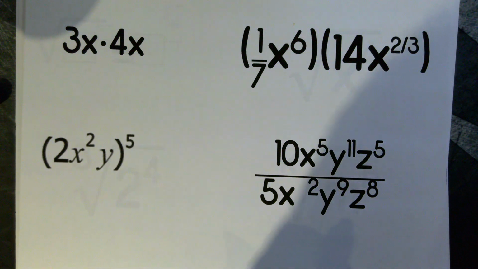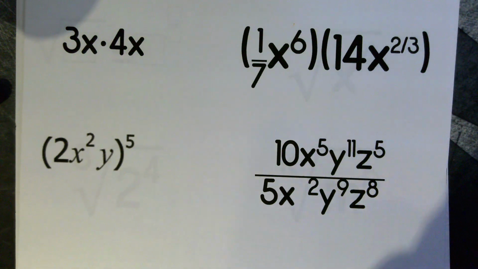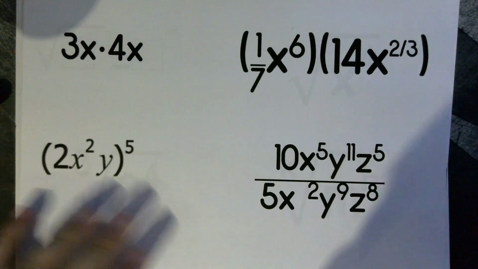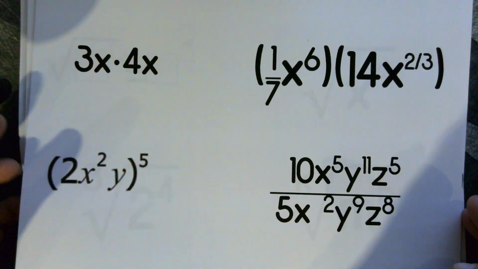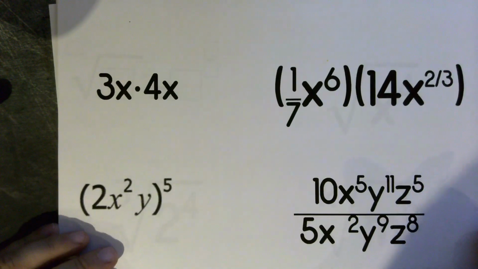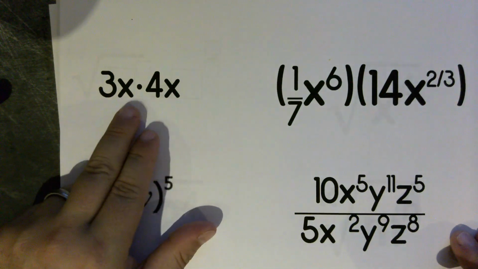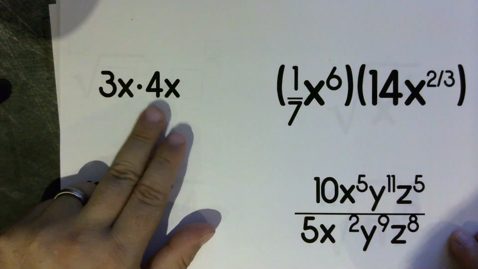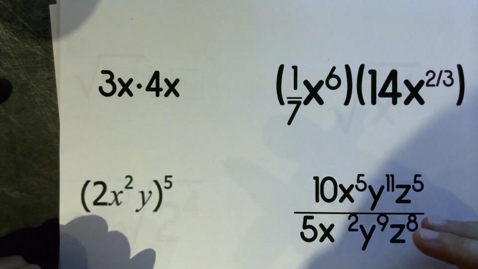Okay, so here we have some algebraic operations. The only difference between this and other monomials that we've done in the past is now they've got variables in them. So we've got to multiply the coefficients that we do know, and then the variables, since we don't know, we're going to use our exponent rules to simplify them.